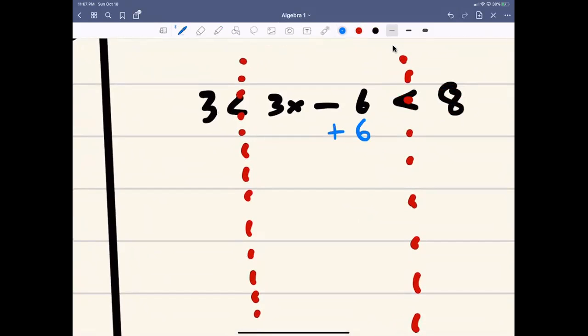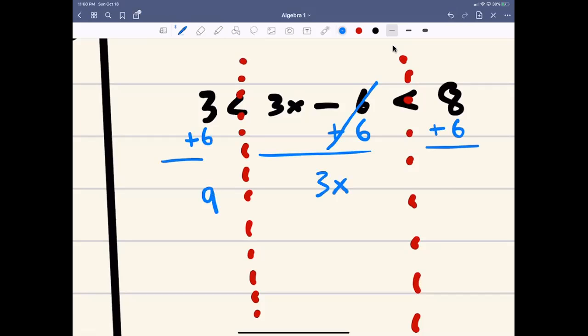But unlike before, you see how we have an inequality symbol here and here? What you need to do is whatever you do to the middle, you have to do to the left and to the right, okay? So we're gonna do plus 6 to the left side and plus 6 on the right side. And then you're gonna evaluate each part, okay? This is gonna go away, and 3x is gonna stay. 3 plus 6 is gonna be 9. 8 plus 6 is gonna be 14. And then just bring down the inequality symbol like that.